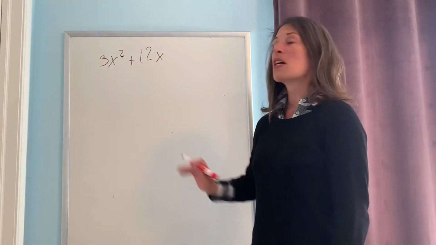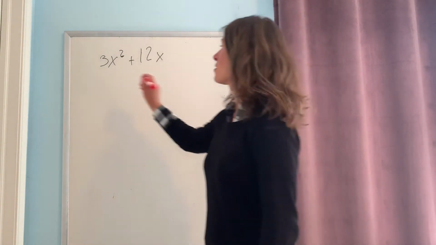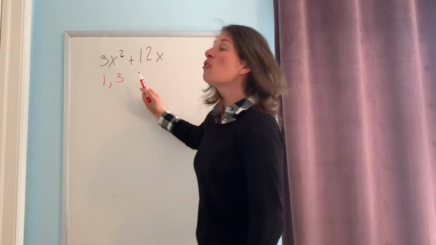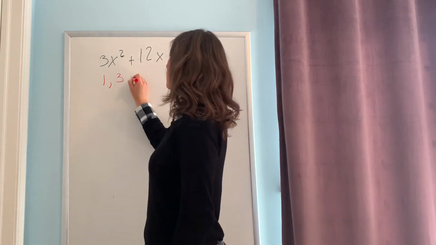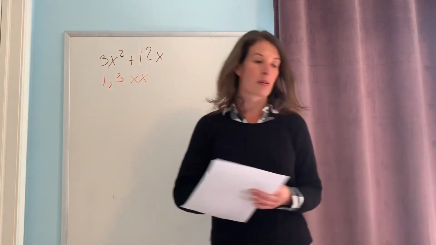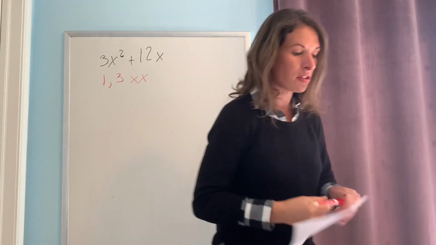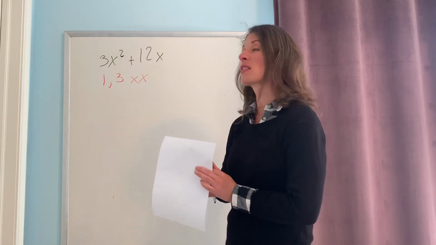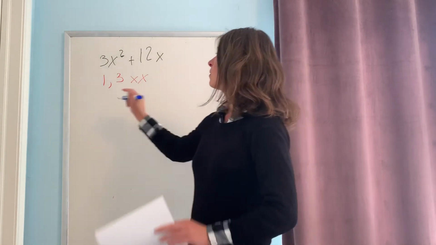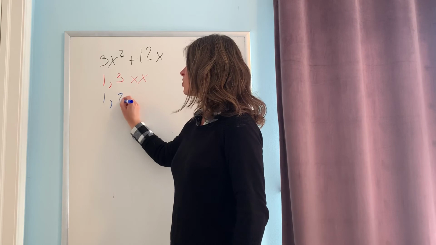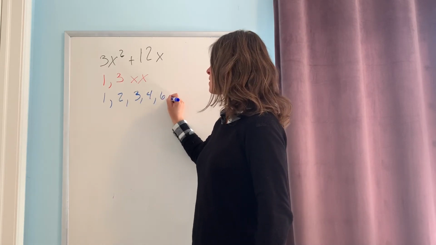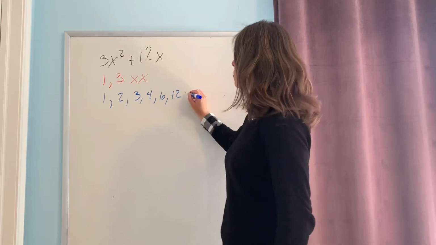So first, let's look at 3x squared. My factors of 3 are 1 and 3, and then there are 2 x's. I know that because of the x squared. Then I need to write down the factors of 12x. My factors of 12x are going to be 1, 2, 3, 4, 6, 12, and there is 1x.